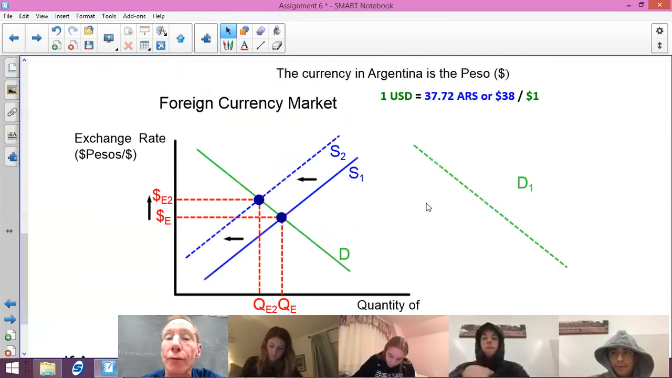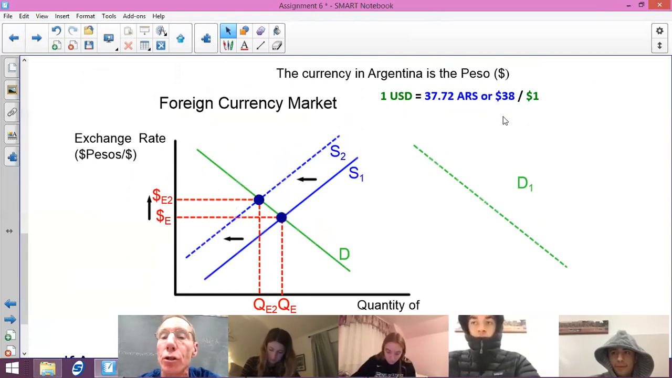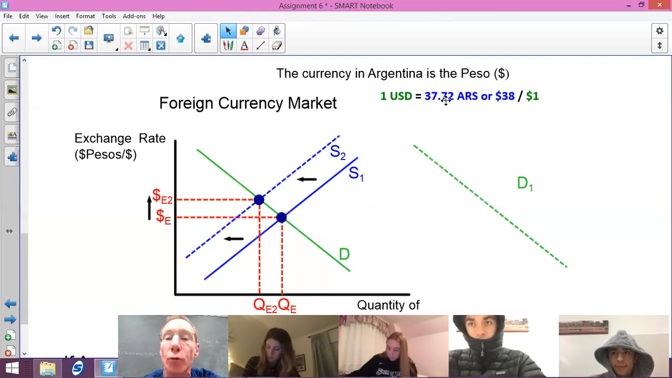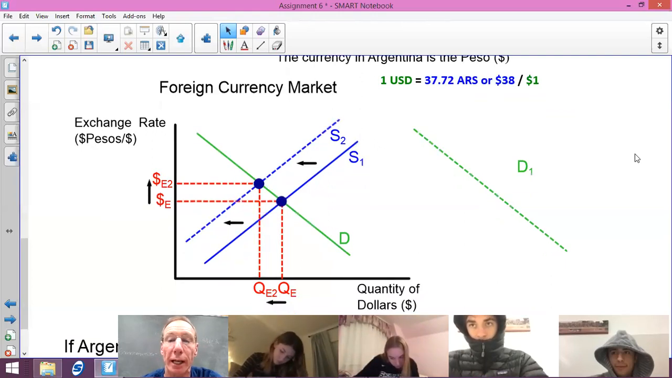Okay, which means that it costs more pesos to buy a dollar. So in real life, when I check this online, $1 costs 37.72 Argentine pesos. So if this were to actually happen, this 37.72 would go up to say 40 something, right? So that it takes more pesos to buy a dollar, which means the dollar gets more valuable relative to the peso, which means the dollar appreciates relative to the peso. Okay, so that's kind of like that whole answer.